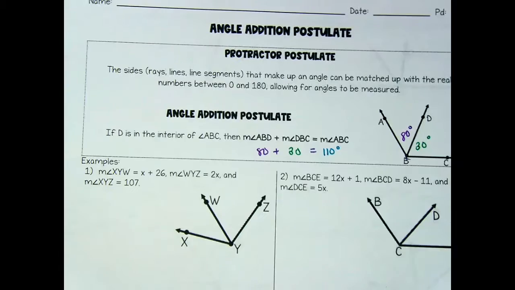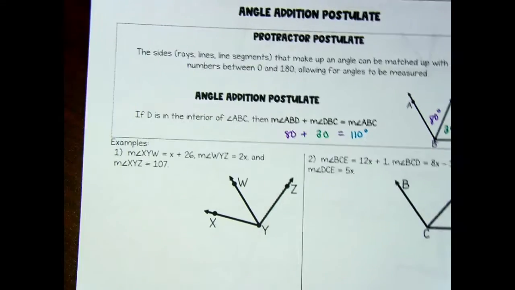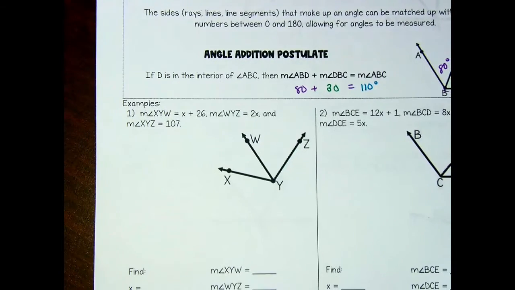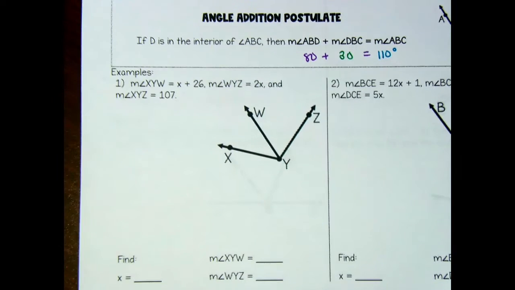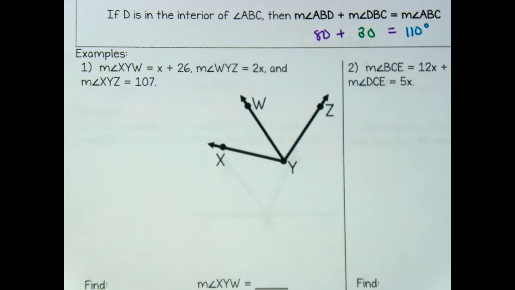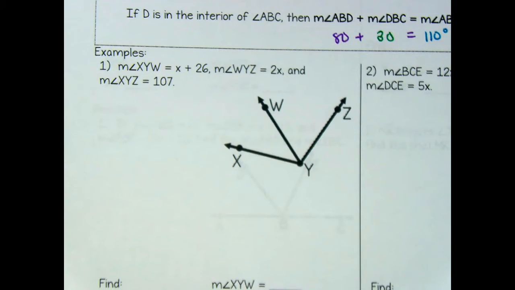Now we use it more algebraically. So if we have this picture here, and I'm just going to zoom in a little bit, you can see that we're going to be asked to find all of these parts. So for number 1, it says the measure of angle XYW is equal to x plus 26, and the measure of angle WYZ is equal to 2x, and the measure of angle XYZ is equal to 107.